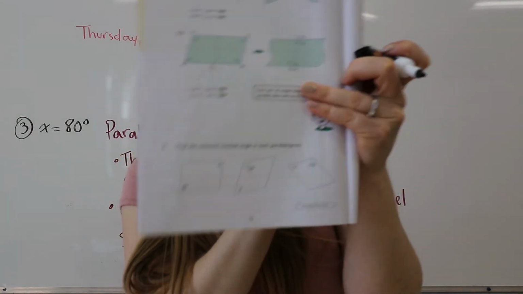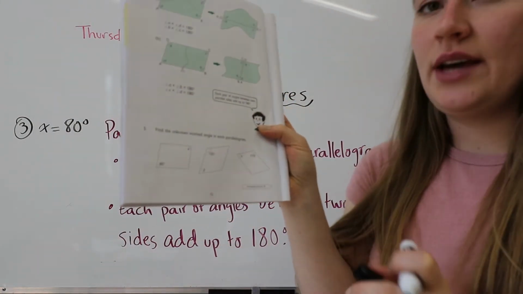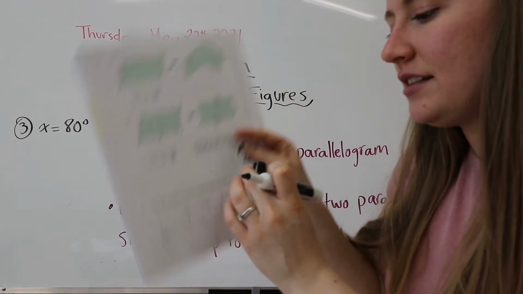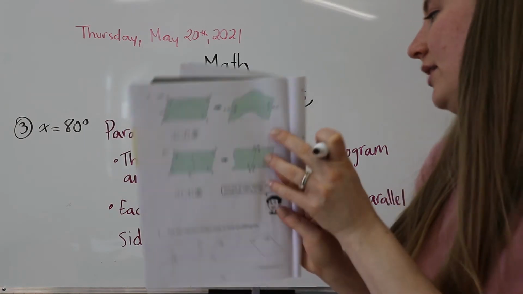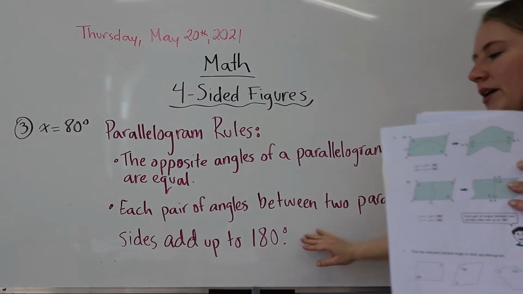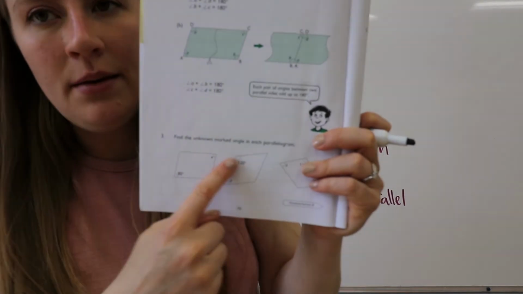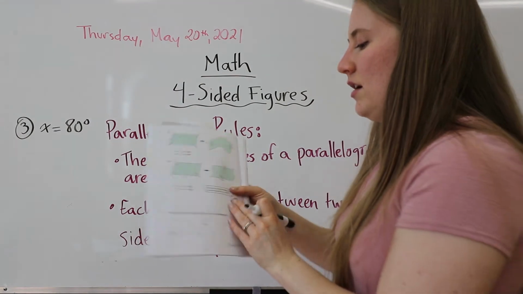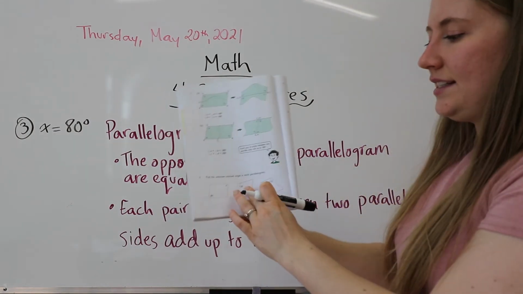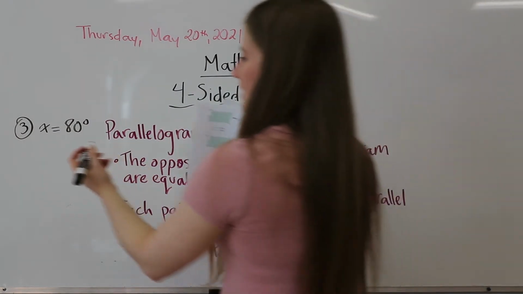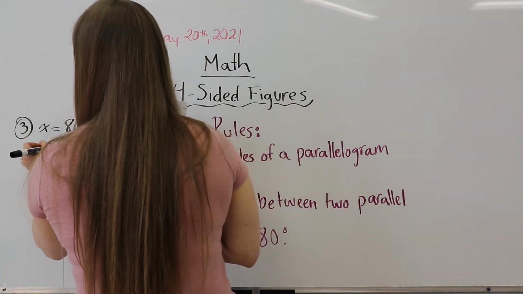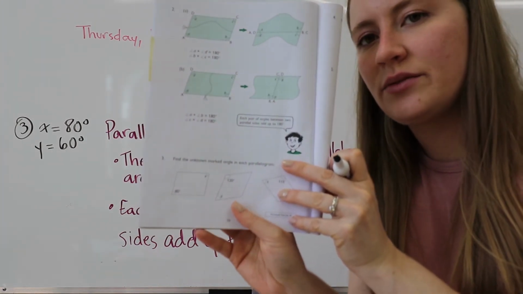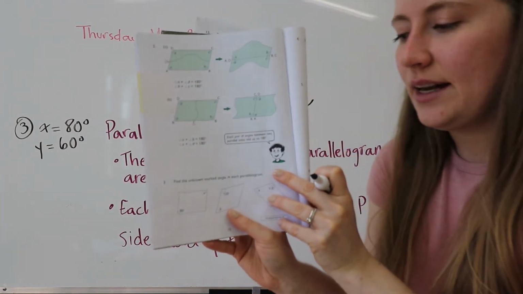Now we're given 2 angles beside each other, and we're given 120 degrees and asked to find Y. So now we can use our rule that the pair of angles between 2 parallel sides add up to 180 degrees, because this is a pair of angles between these 2 parallel sides. So we're going to do 180 take away 120 to give us 60 degrees. Do you see how that works? We used a rule about them being paired together to add up to 180.